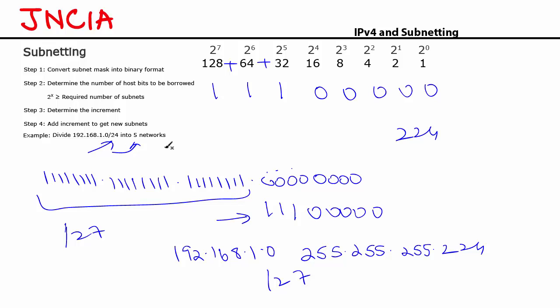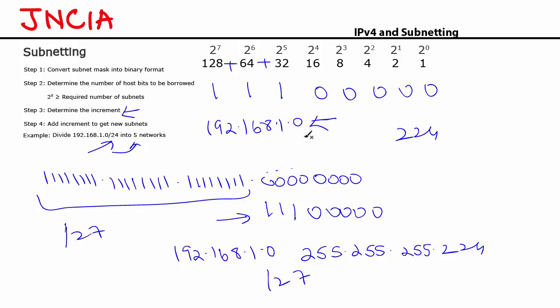We've not finished yet. The third step says determine the increment. Now what is the increment? Your first network address is 192.168.1.0. We need to find out the increment value which will be added to the original network address to give you more network addresses. I know that may not make too much sense right now, but let's just complete step number 3 and it's going to be more clear for you. So let's focus on determining the increment.